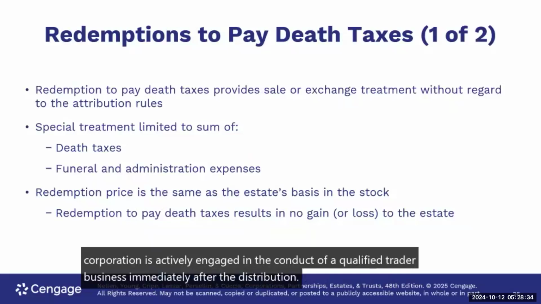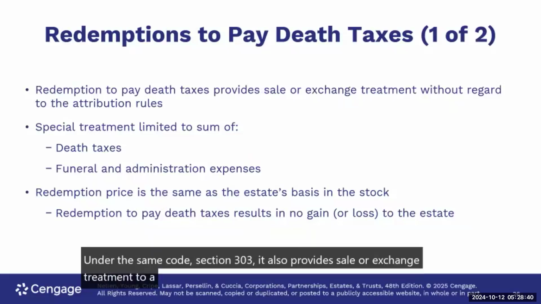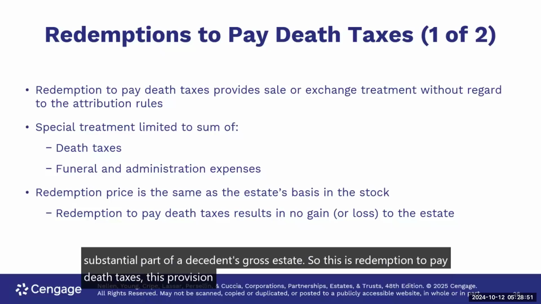Under the same code, Section 303, it also provides sale or exchange treatment to a redemption of stock that's included in and representing a substantial part of a decedent's gross estate. So this is redemptions to pay death taxes. This provision provides an estate with liquidity, right? So what does liquidity mean?